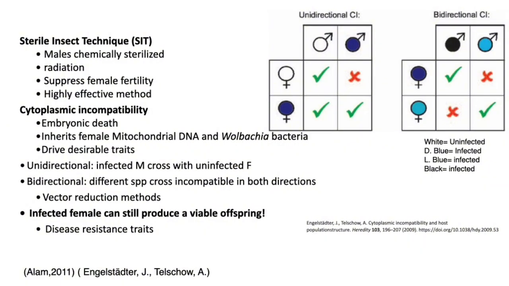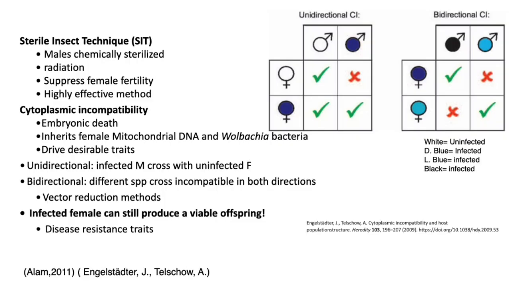So just taking a quick look at the right side, it is a Punnett square showing two different ways we can do CI, which is the incompatibility. Unidirectional is when an infected male crosses with an uninfected female. And we see that when the male is infected and the female is uninfected, that's when we are not going to have a successful offspring. But even if the female is infected, they can still produce a viable offspring, which I thought was very interesting. The female's status does not regard whether the offspring will be viable or not. Going to the other side, bidirectional is when the different species crossed are incompatible in both directions.